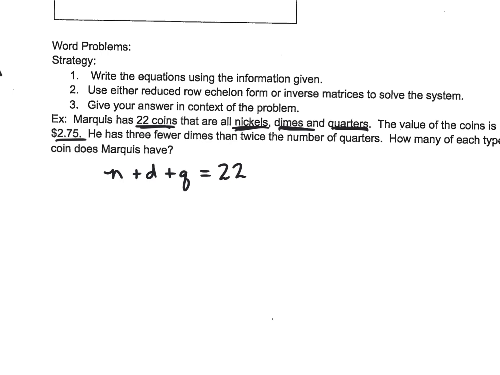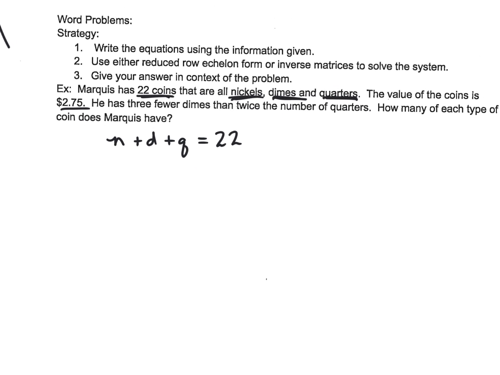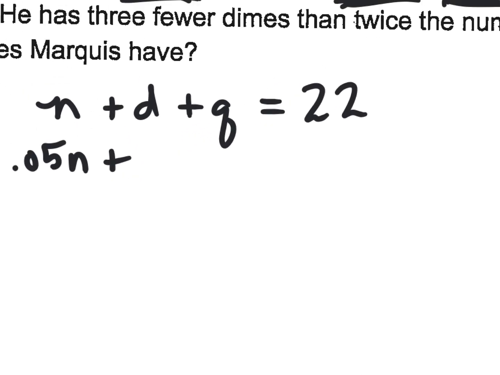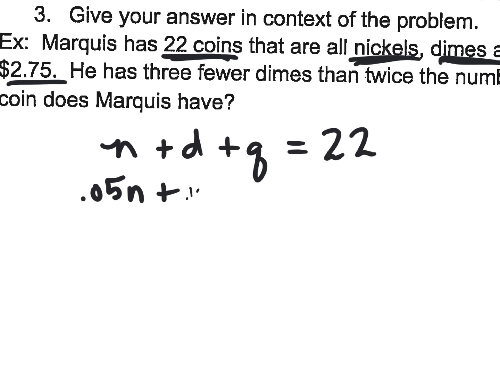Then he says the value of the coins is $2.75. So what we can do here is we can say, how much are nickels worth? 0.05. So 0.05 times nickels plus, how much are dimes worth then? So 0.10 times dimes plus quarters equals, how much are they all worth? $2.75. Not how many are there, how much are they worth? Remember, in coin problems, you usually have one that's the number of coins and one that's the value of the coins. Now, we need one more row.